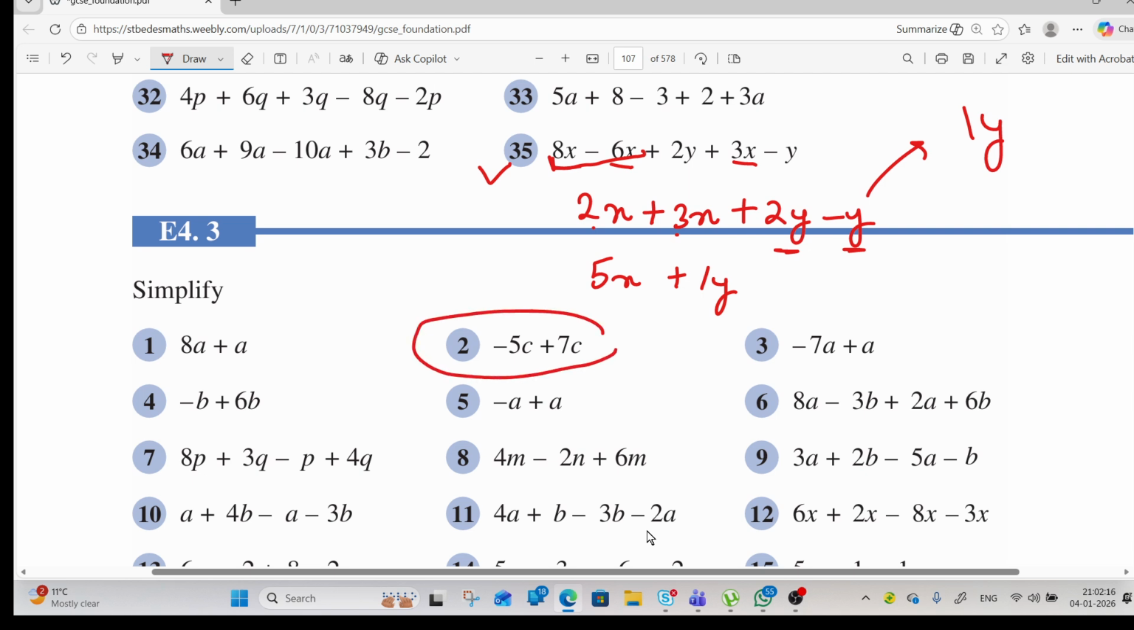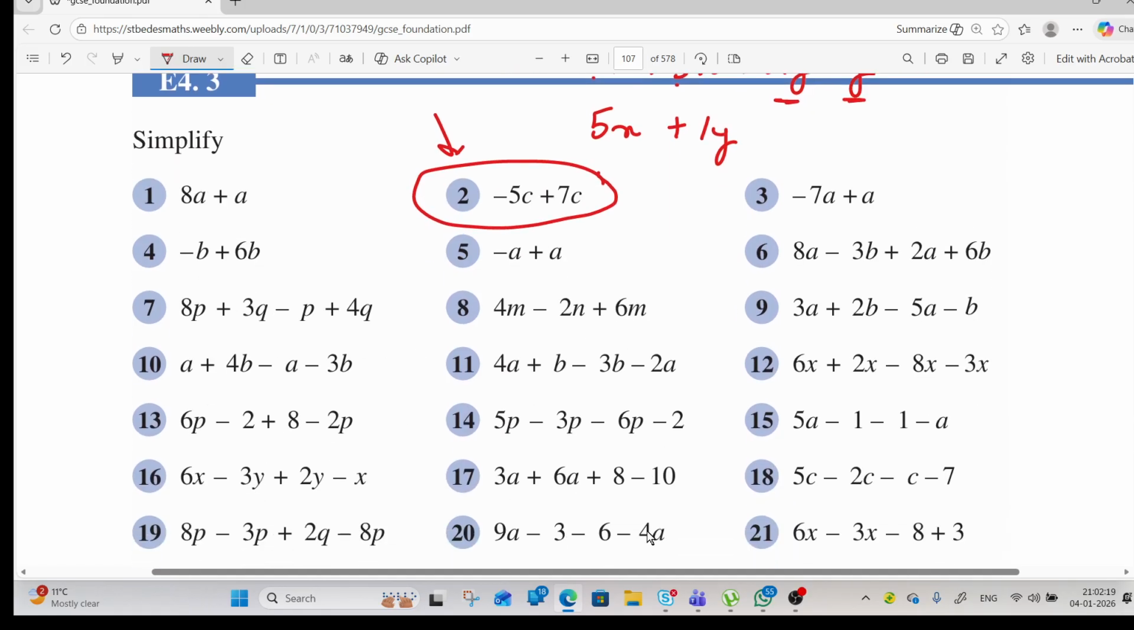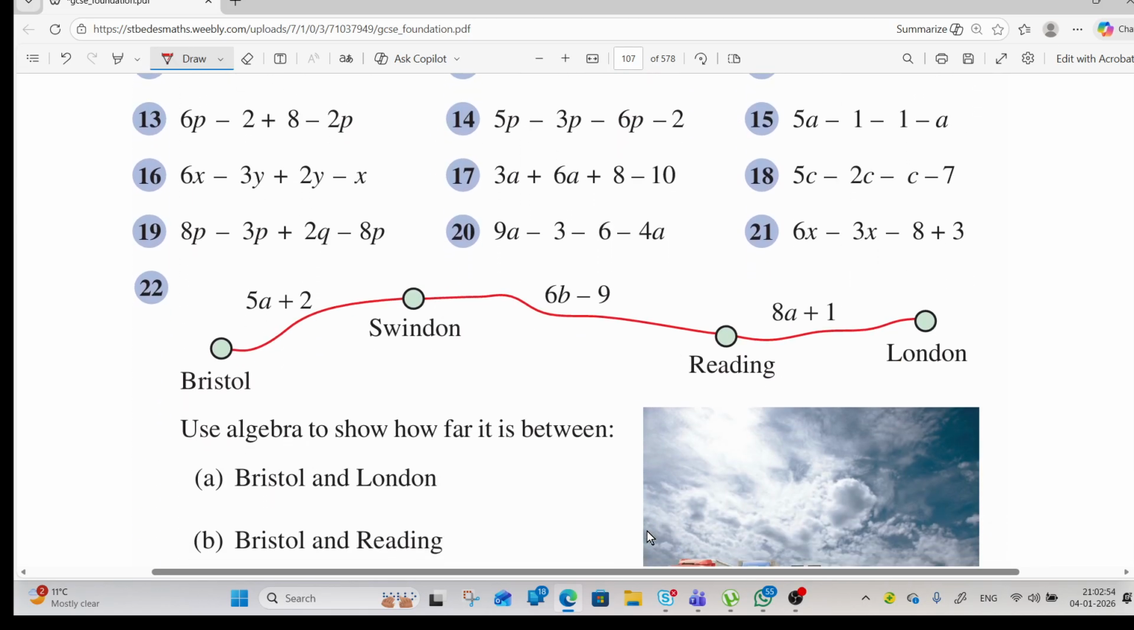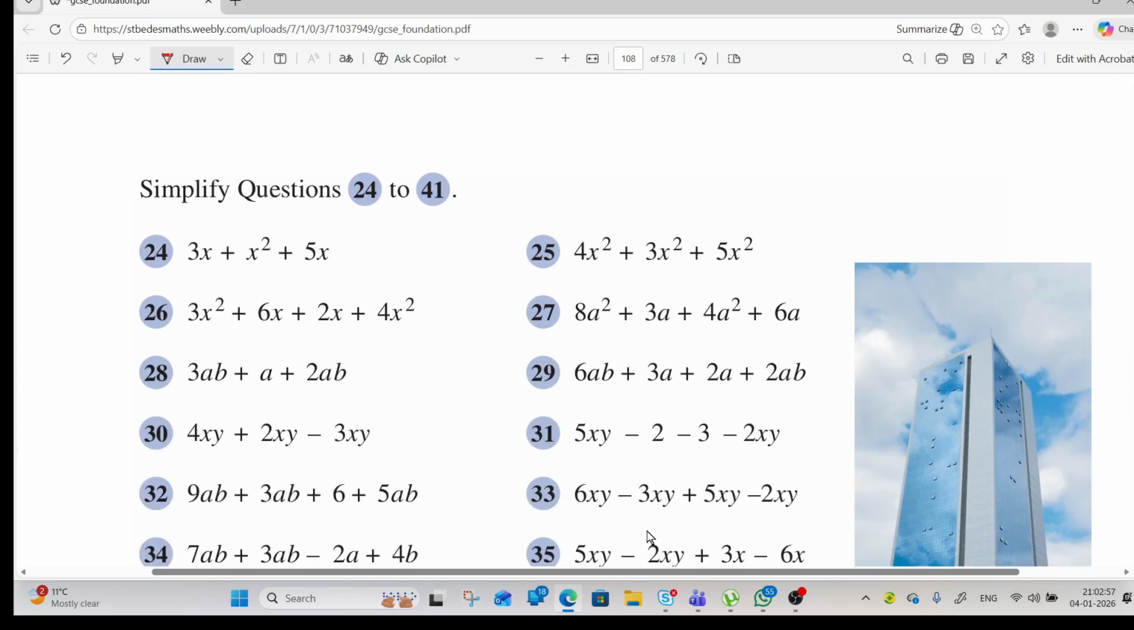Clear. Very good. Can you tell me the answer for question number 2? 2c. Very good. We know when the signs are different, we subtract, right? So 7 minus 5, 2. Bigger number is positive, so my answer is going to be positive, right? Okay, that's great.